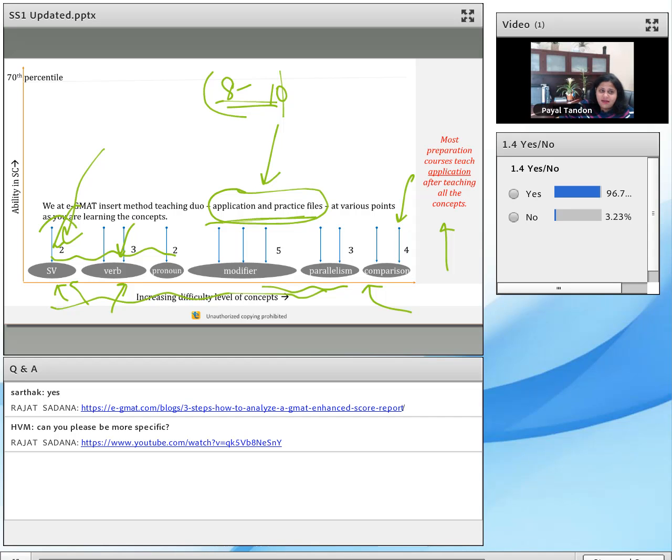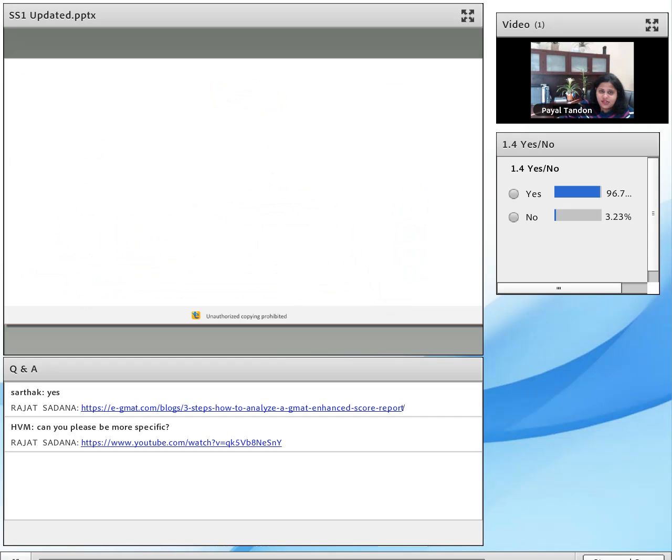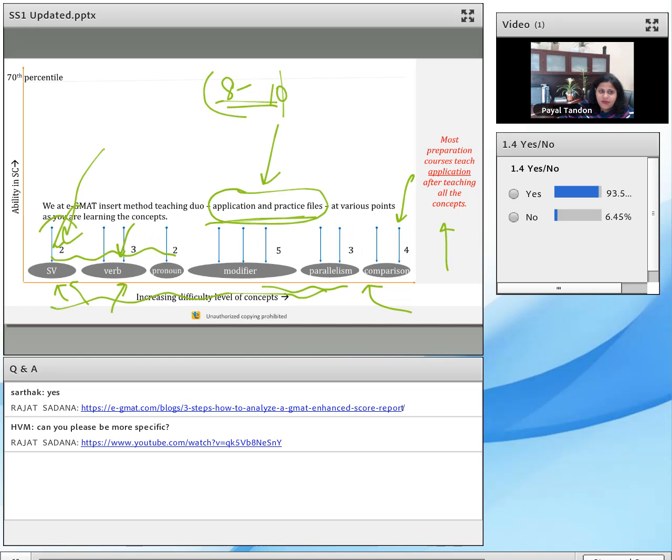okay? But the other thing that I want to bring to your attention is, by the time you finish the course, because you're learning this along the way, your ability is improving as you are moving from one application to another. As you finish the course, you get to that 70th percentile. Okay, and somebody had asked me, how will I be able to do this in the timed environment? This is how you will be able to do it.